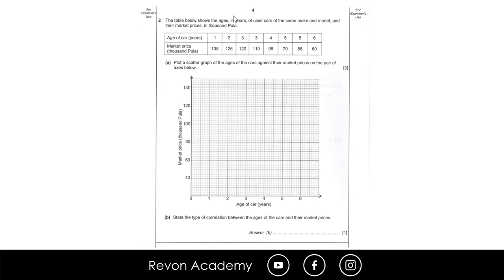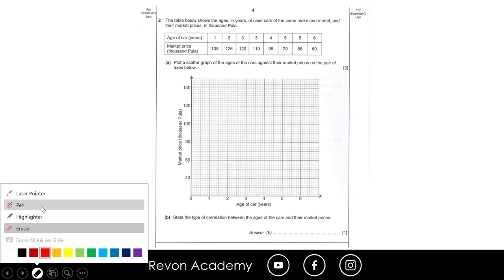It wants you to plot the scatter graph of the ages of the cars against their market price on the pair of axes below. So don't do it like me, just try to read the question, understand it, and then do it. I've done it before. I usually host these classes online with my online students, so this is me just doing it for free for you. Anyway, we have a grid there, and let me just get the laser.